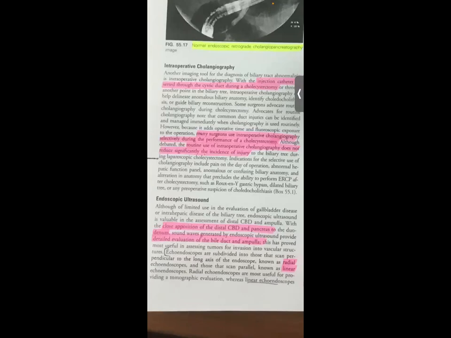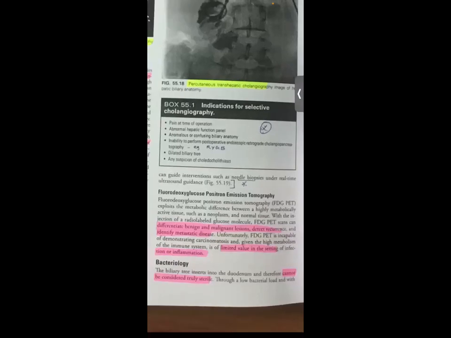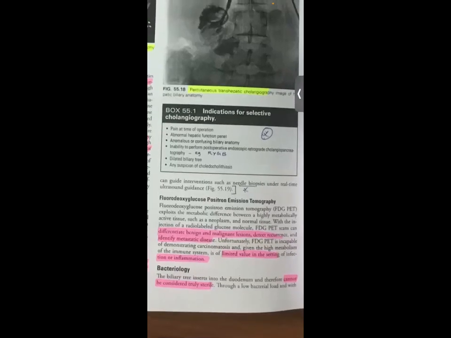So radial endoscopes are most useful for providing tomographic evaluation, whereas linear is used for interventions. Linear is for biopsy and radial is for scanning to know the anatomy. That is important, as these are the favorite MCQs.